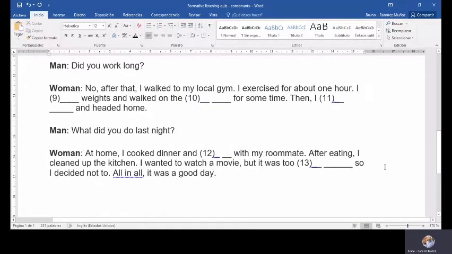What did you do last night? At home, I cooked dinner and chatted with my roommate. After eating, I cleaned up the kitchen. I wanted to watch a movie, but it was too late, so I decided not to. All in all, it was a good day.